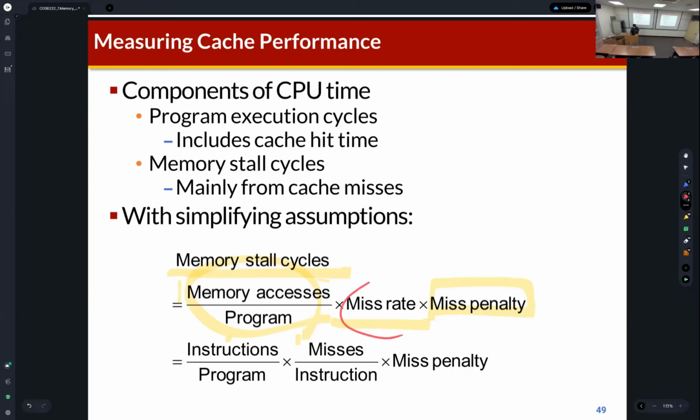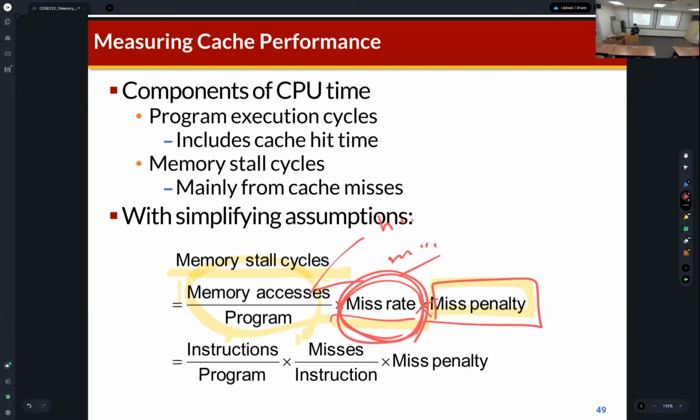Because there are only two cases, hit and miss, we only need to consider the miss case. So this rate is the probability of a miss, and then we need to multiply by the miss penalty, that is the required cycles for one miss case.